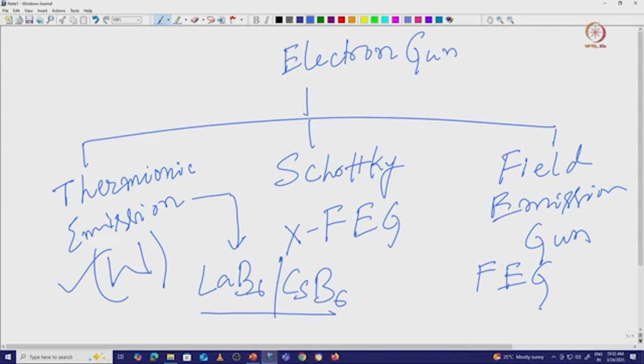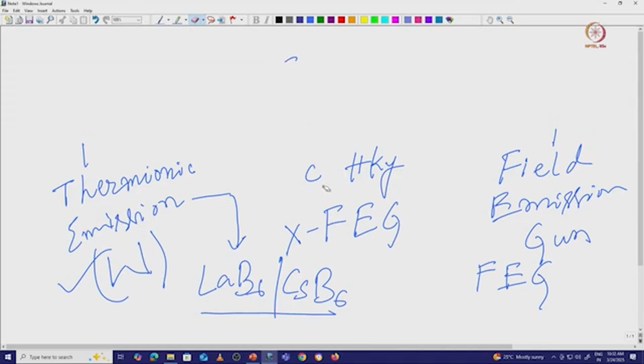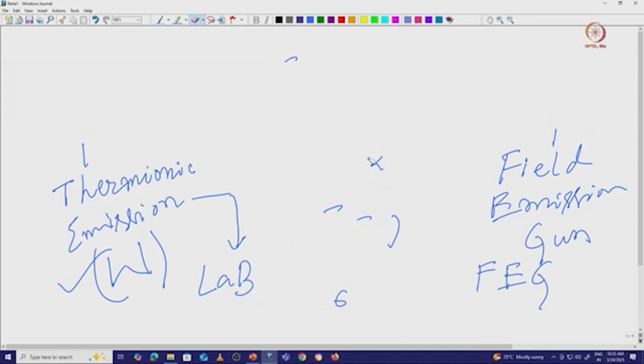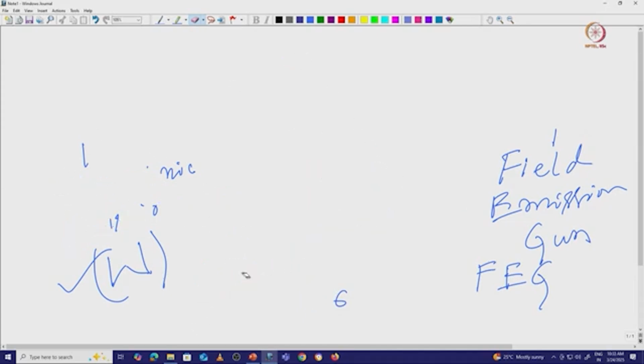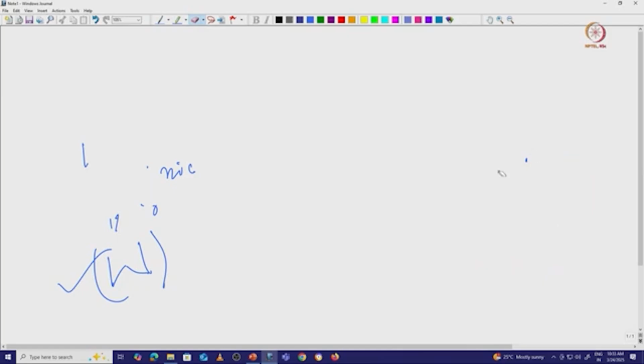What is the relationship between these three different types of electron gun? So, let us take a look at how this electron gun is working. If we look now at our work function, what is the relationship between the work function and all these three types of electron gun?